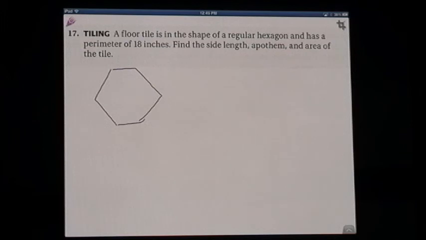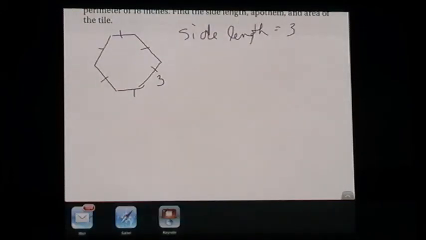So if the whole way around is 18 inches, if we divide by the number of sides, which is 6, then we will know that each one is 3. 6 times 3 is 18. Okay, it says to find the side length, which we just did. Side length is 3. Then it says find the apothem.